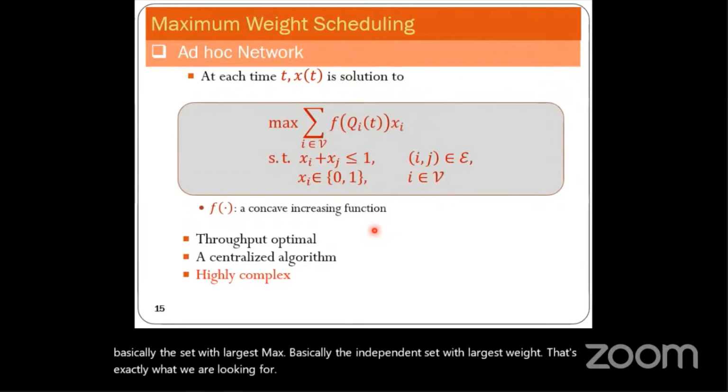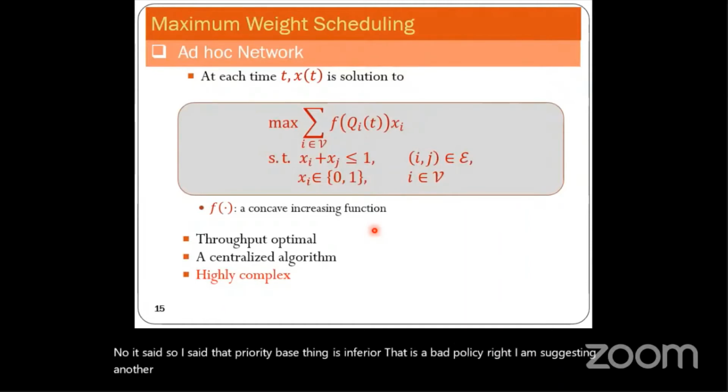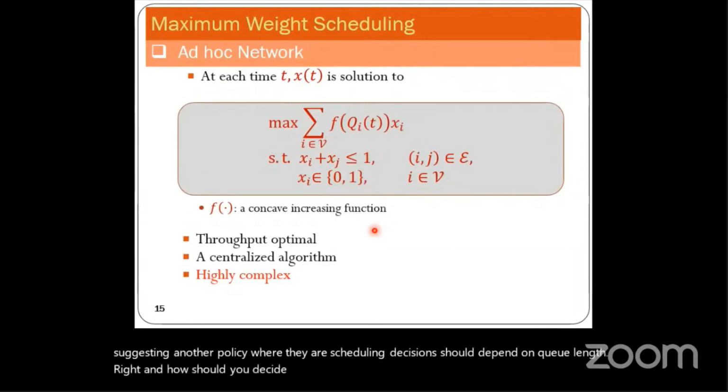Any question on it? So this weighted scheduling algorithm does not take the priority into account, right? No, it's different. I said that the priority based thing is inferior. That is a bad policy. Okay. So for example, even in this weighted scheduling policy, some packets have a time critical application, so some packets will have high priority. At that time, will this scheduling perform better?